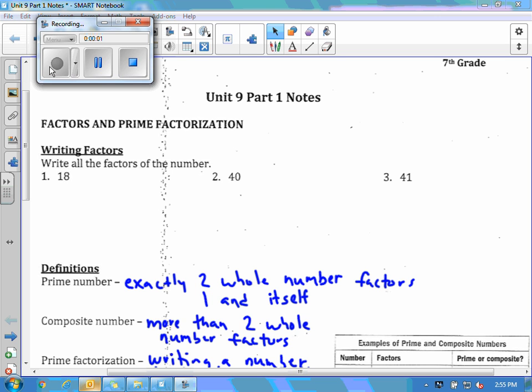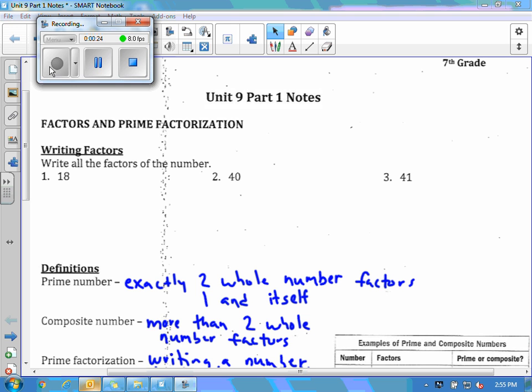Alright guys, in Unit 9 we are shifting gears from solving equations, which we've been doing for the past 3 units or so. Unit 9 is all about prime factorization and then about finding the greatest common factor. So before we can find prime factorization, we need to review what factors are. If you look at the first part, it just says to write all the factors of the number.